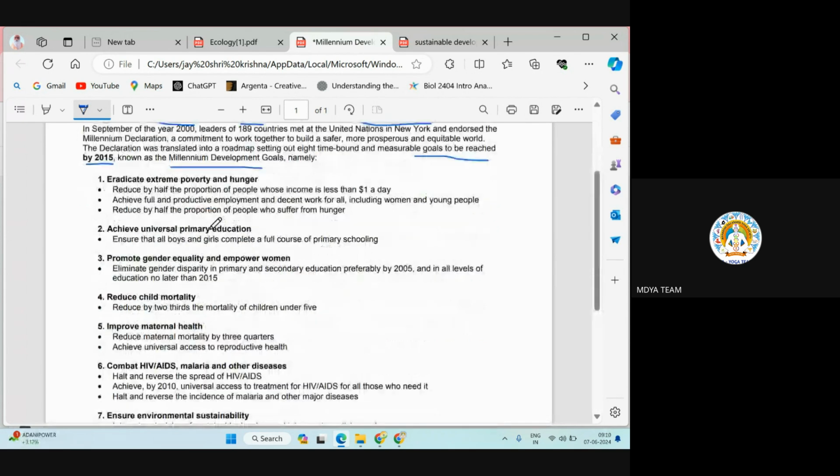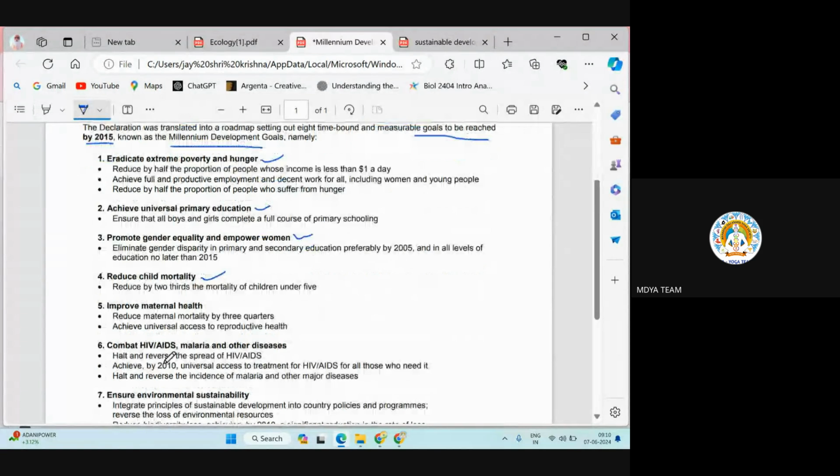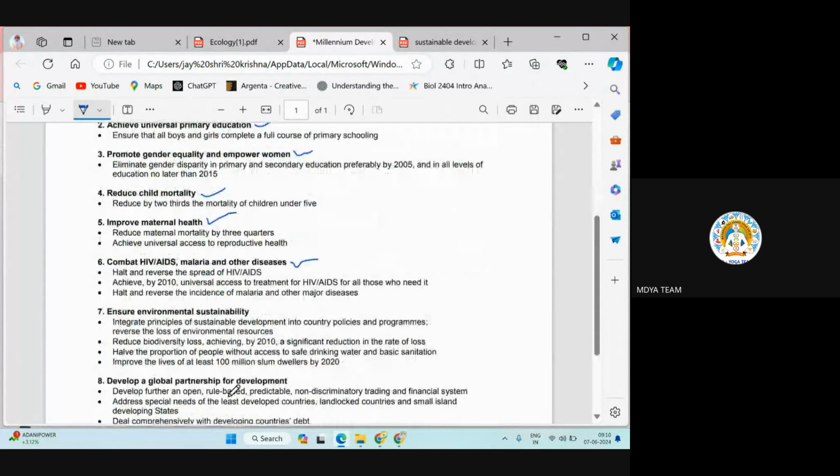First one is eradicate extreme poverty and hunger. Second is achieve universal primary education. Third one is promote gender equality and empower women. Fourth one is reduce child mortality. Fifth one is improve maternal health. Sixth is combat HIV, AIDS, malaria, and other diseases. Seventh one is ensure environmental sustainability. Eighth one is develop a global partnership for development.